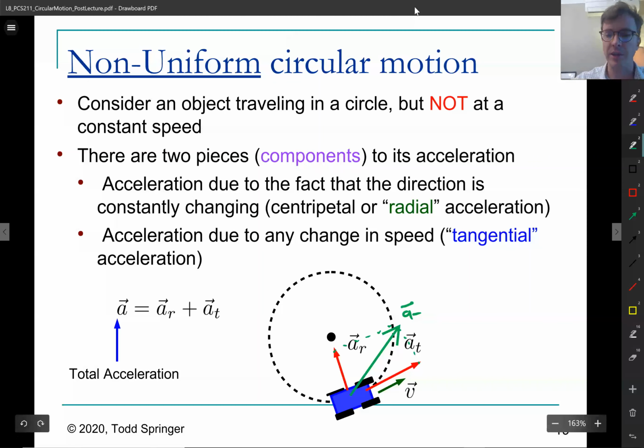Maybe sometimes it's called a total, but otherwise just a, right? That's just the acceleration. It has two pieces, radial and tangential, but all in all, the acceleration points in the direction of that green arrow in this case.